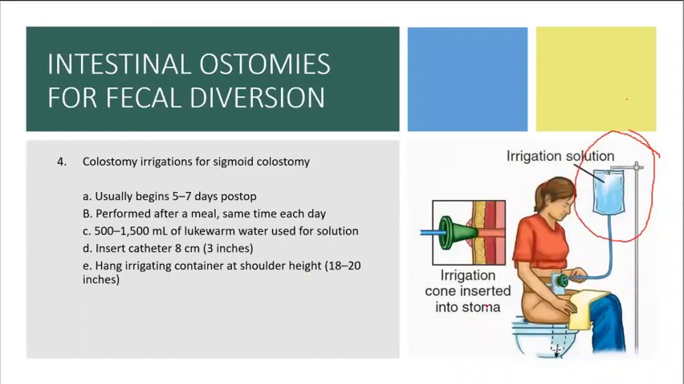We want to hang it at shoulder height, maybe between 18 to 20 inches. And then you want to clamp the tubing. So when we have this running in, if all of a sudden the patient complains of cramping, then we need to clamp the tubing and allow the patient to rest before we resume the procedure again. Allow the water to flow in over 5 to 10 minutes.